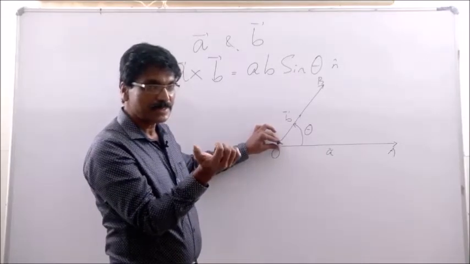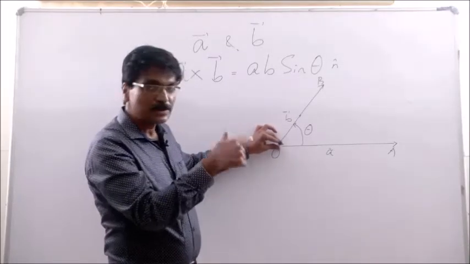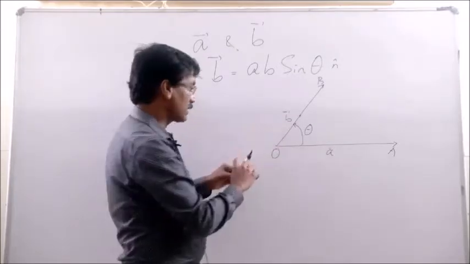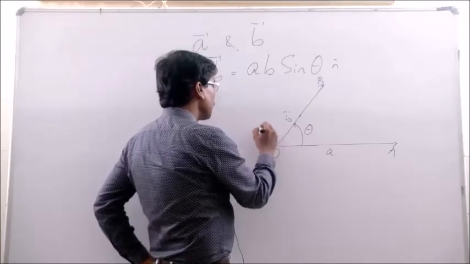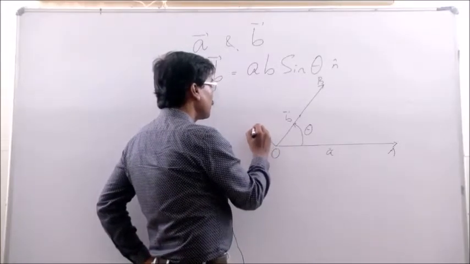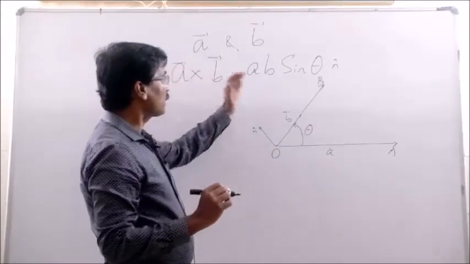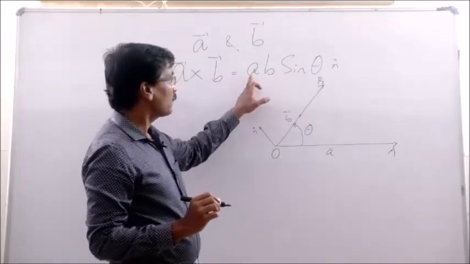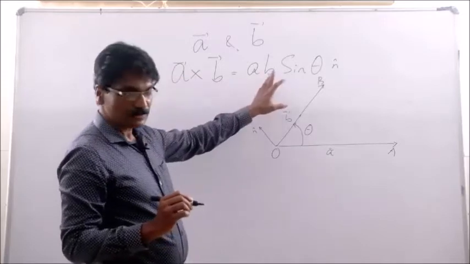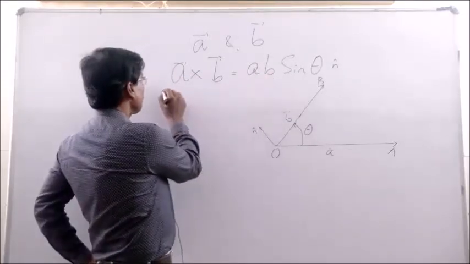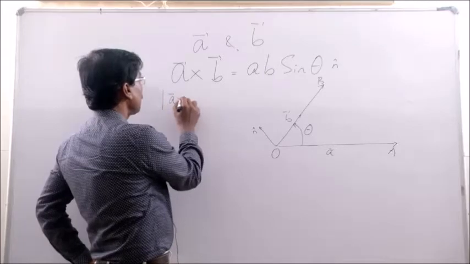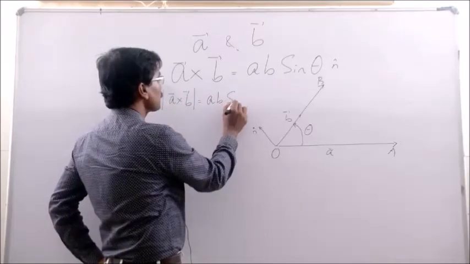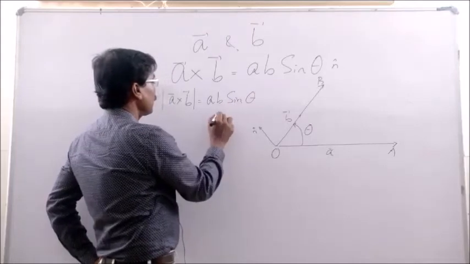So this is just like a right handed screw system. If we turn the screw anti-clockwise, it moves in the upward direction. So we represent n cap, which is away from the plane, perpendicular to a vector and b vector. So a cross b is equal to ab sin theta, where a is the magnitude of a vector and b is the magnitude of b vector.